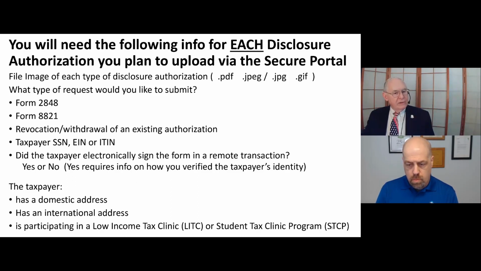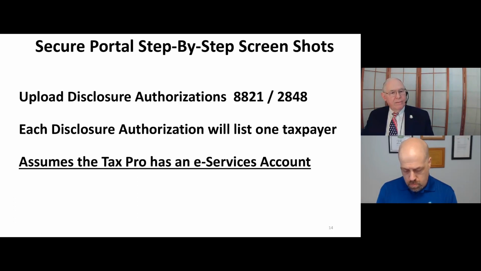And you have to answer the question: did the taxpayer electronically sign the form in a remote location, yes or no? Yes requires information on how you verified his identity. Is the taxpayer's address domestic, international, or is he participating with a low-income tax clinic or a student tax clinic program? So that's what you need before you start uploading.